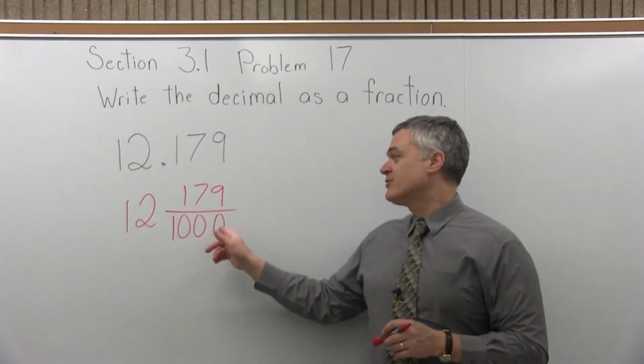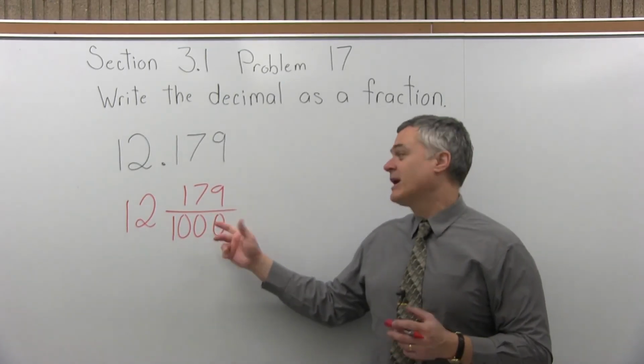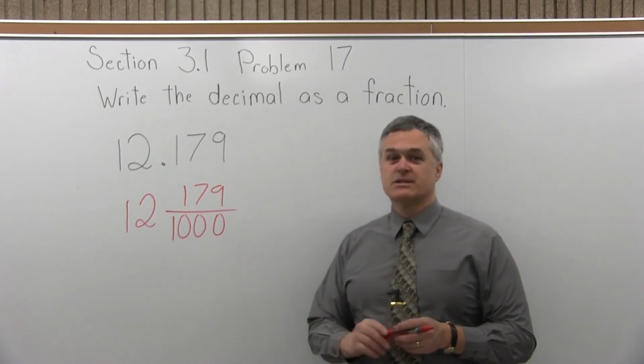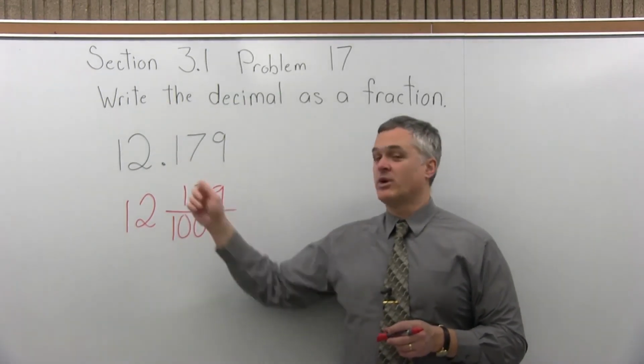So this fraction is not reducible. So my final answer is 12 and 179 1,000ths. That's the fraction equivalent of 12.179.